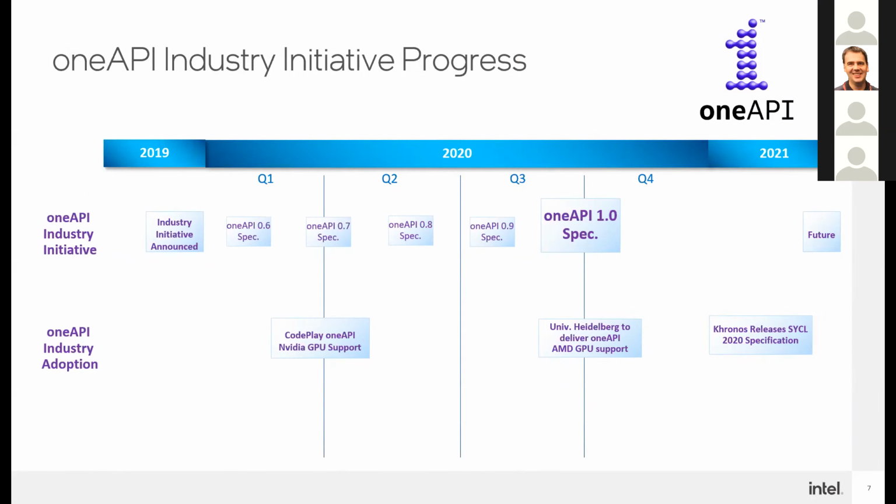In terms of the industry standardization process, here you see the progress on oneAPI. So oneAPI, there's a standardization body that meets on a regular basis. In Q4, the oneAPI 1.0 spec was released. Future specs are coming up. I mentioned the current Khronos release of the C++ language, the SYCL language. This new specification is the 2020 specification, which was released, which actually has a lot of the Intel suggested extensions in there.